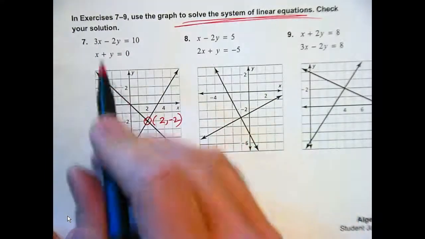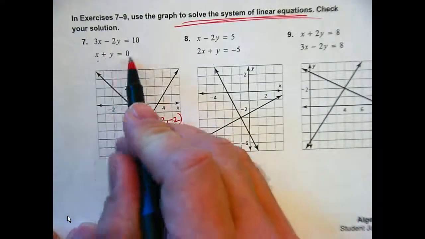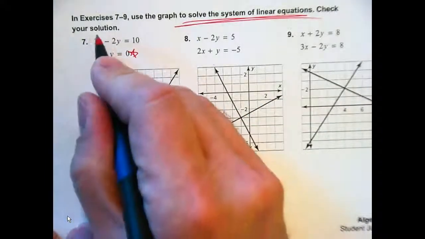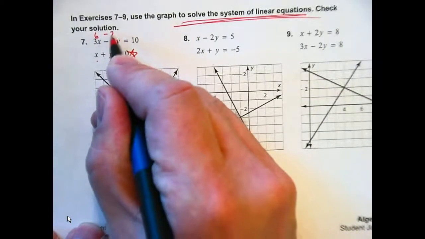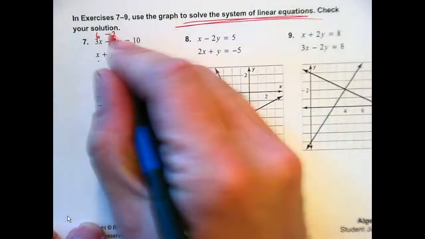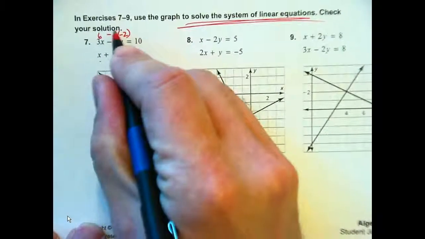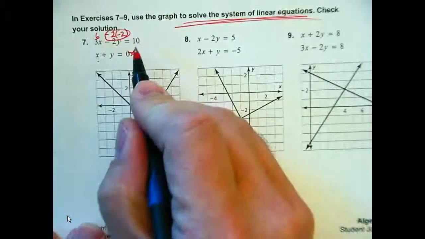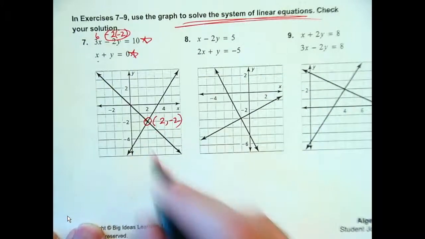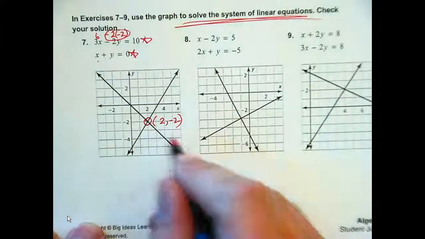So 2 plus negative 2 is 0. That works. 3 times 2 is 6, minus 2 times negative 2, which is positive 4, right? So 6 plus 4 is 10. That works. 2, negative 2. That is the solution. It's where they cross.